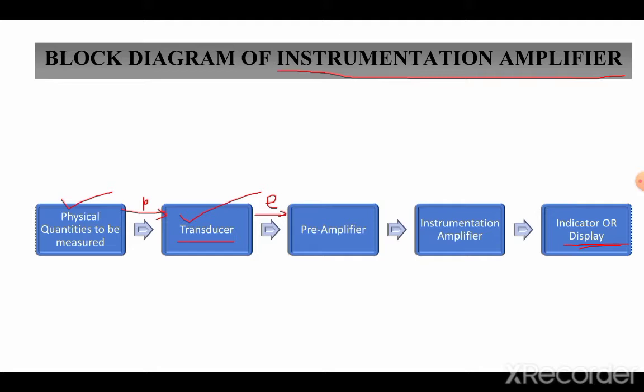The output given by the transducer is basically a low-level electrical signal, which is insufficient to drive the instrumentation amplifier. These two blocks, the preamplifier and the instrumentation amplifier, are basically the instrumentation amplifier system. So the low-level signal will get amplified to a high-level signal with the help of the preamplifier, which is sufficient to drive the instrumentation amplifier.